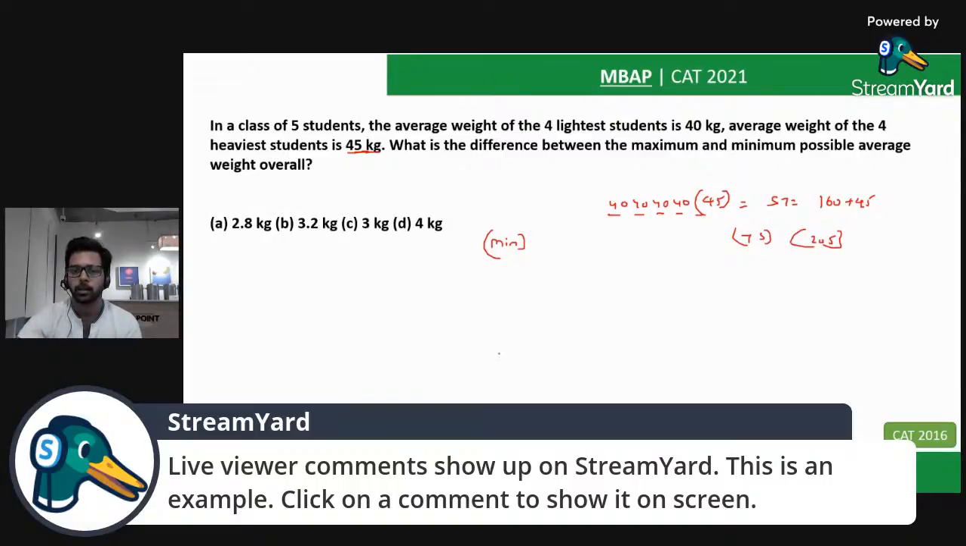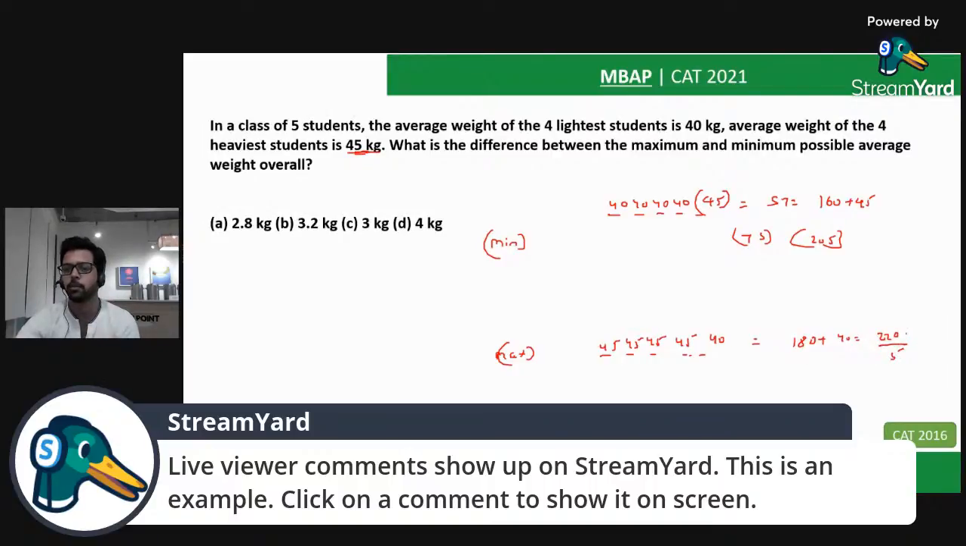Okay. Right? On the other hand, let's find the maximum. When I'm saying the maximum, let's take the second sentence. The average of the 4 heaviest is 45. Let's assume the first 4 are 45, 45, 45, and 45. Clear? And the last person, let's assume, is on 40. What is going to be the sum total here? It's going to be 180 plus 40, which is 220. Clear? So this is my maximum total.